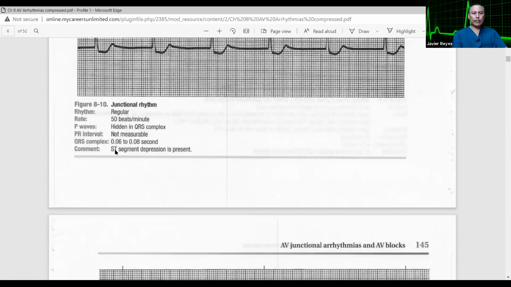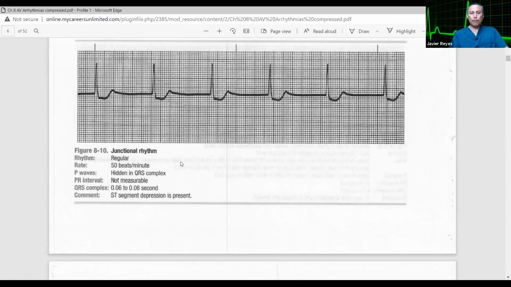See how it says here ST segment depression? There's actually a chapter that talks a lot about it. But here, what it means is that the ST segment is from here, the S wave starts here, and the T wave is over here. The isoelectric line is right here. You see this straight line? This is your isoelectric line. The ST segment is the beginning of the S to the beginning of the T wave. This is below the isoelectric line, and they call it ST segment depression.